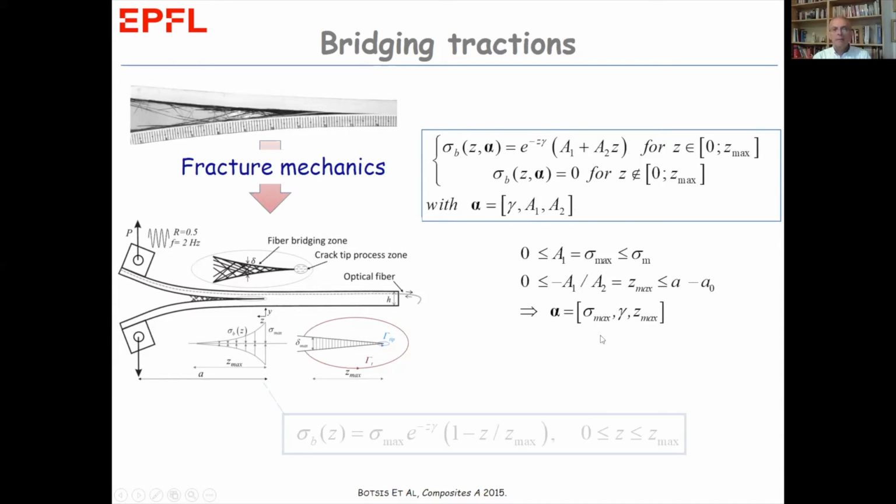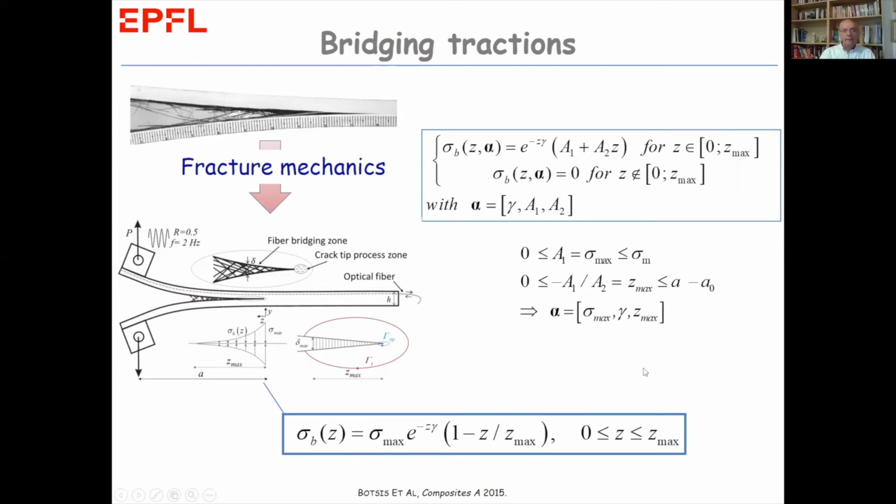Now, if I apply some limiting conditions on this expression, I will obtain the bridging traction distribution in this form, where I see sigma max, which is the maximum stress at the crack tip, Z max, the length of the bridging zone at steady state, and gamma, a parameter describing the decay of the bridging tractions from the maximum to the 0 value.